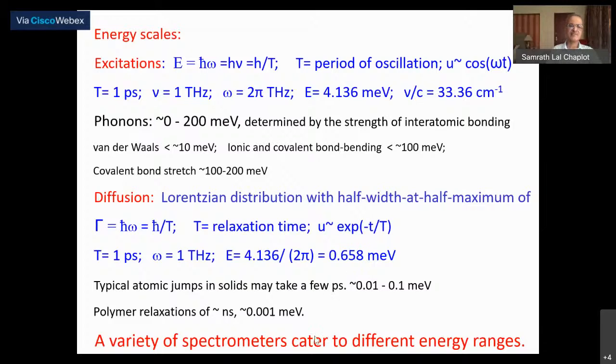However, excellent high resolution spectrometers have been made over the last almost 50 years, and neutron scattering has been a very, very useful tool. During this time, spectrometers offering resolutions down to 0.001 milli electron volt, or about 1 micro electron volt, are available. These can address polymer relaxations, for which relaxation times are of nanosecond order. Atomic jumps take a much shorter time of a few picoseconds, and so this would be a little larger energy. There are also slower processes which can go to even smaller energies, and that is all possible. There are a variety of spectrometers which cater to different energy ranges, from 1 micro electron volt to 100 to 200 or more milli electron volts.